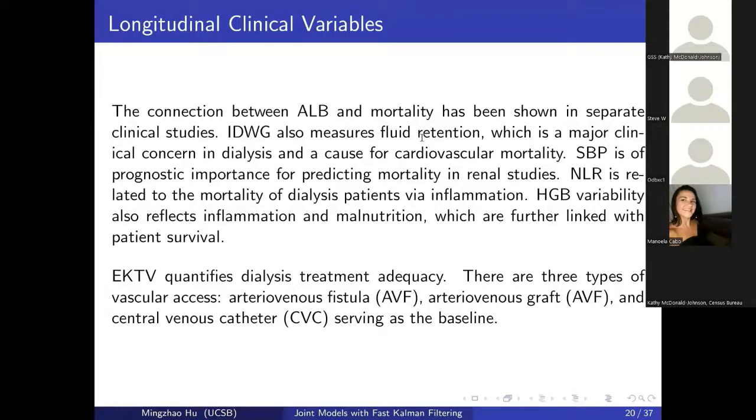Furthermore, clinical studies have found that the systolic blood pressure is important for predicting mortality in renal studies, mostly because intradialytic hypotension is going to cause death. Neutrophil to lymphocyte ratio is related to inflammation, and hemoglobin variability is related to both inflammation and malnutrition. And these are key causes for death among dialysis patients. EKTV quantifies the dialysis treatment adequacy, and the vascular access contains 3 different types, with the traditional CVC access type as the baseline.